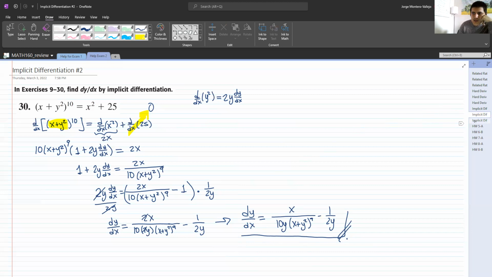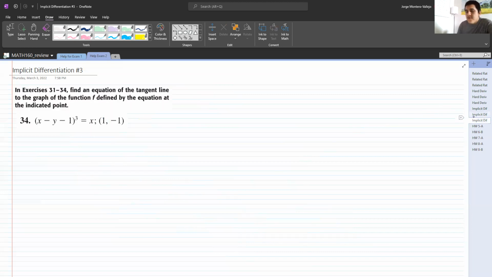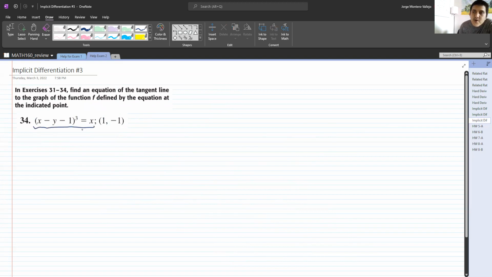Now the next type involves differentiating implicitly, but at the same time, it also involves doing something else. We want to find an equation of the tangent line to the graph of the function defined by this equation. So this equation over here is actually defining a curve. It may not be a function, okay?